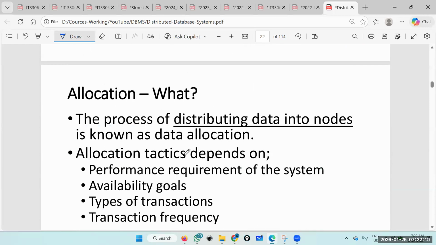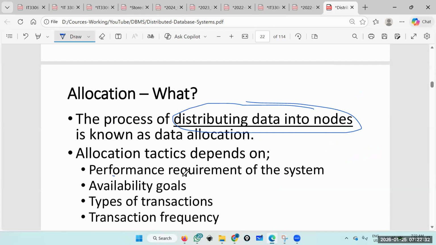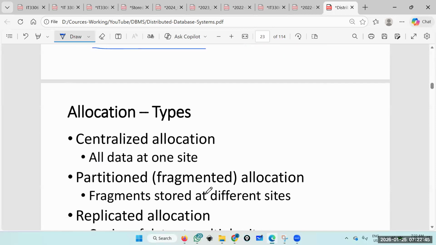Right. So then allocation. Allocation means how do we distribute the data into nodes. Again, it depends on performance requirements, availability goals, and the type and frequency of transactions you are going to execute frequently. So what are the different types of allocation? You can go for centralized allocation. That means all the data is at one site. That is not actually a distributed database. That is a centralized database.